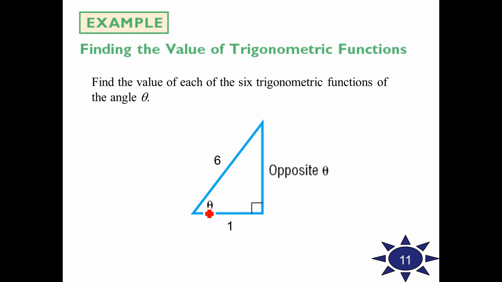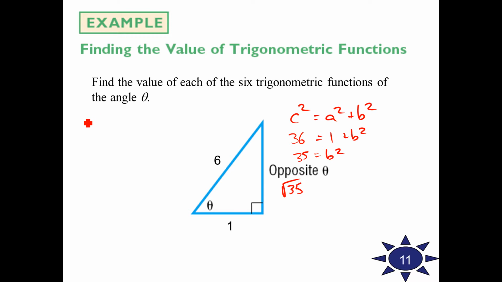Find the value of each of the 6 trig functions given an angle theta and 1 for the adjacent side, 6 for the hypotenuse. So first thing we're going to do is figure out the opposite side. So remember that c squared equals a squared plus b squared. So 6 squared is 36, a squared is 1, which means that b squared is 35, meaning that the opposite side here is the square root of 35.